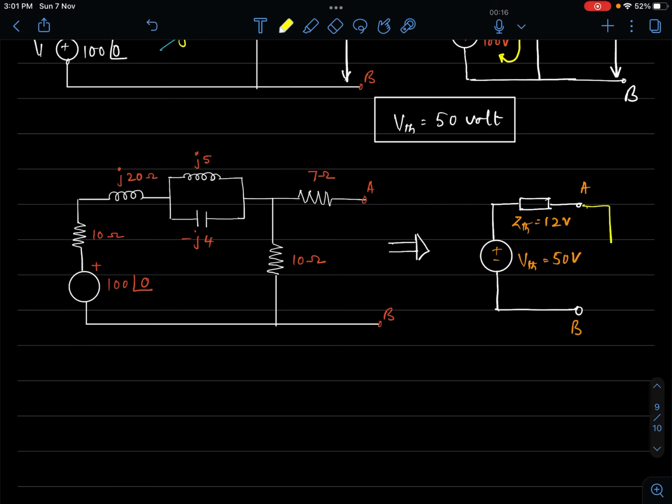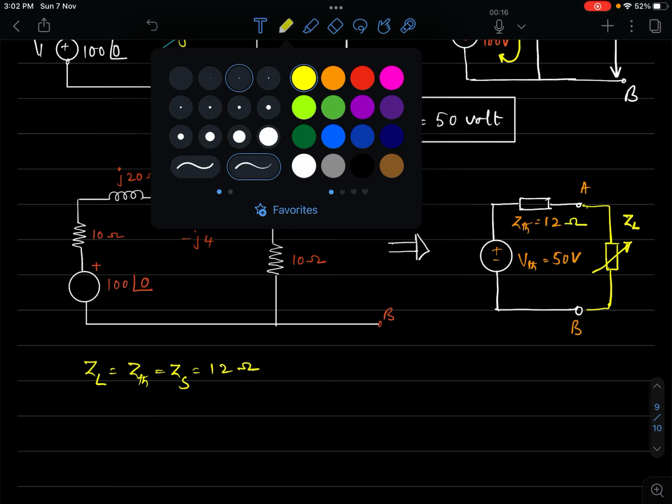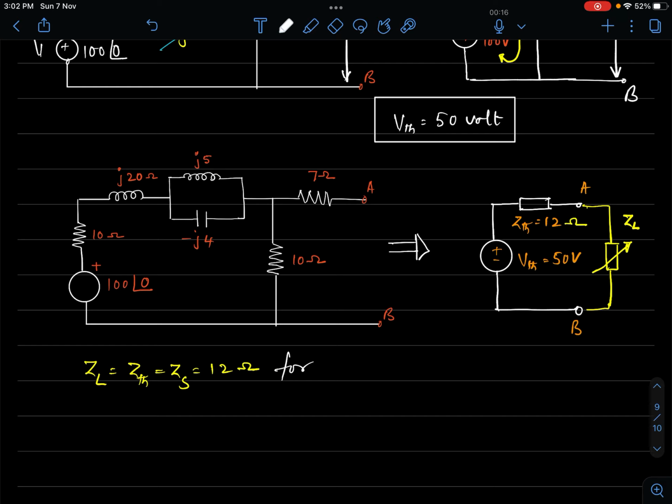Now I'm planning to connect a load. I'm connecting a load here. This is my ZL. According to the maximum power transfer theorem, ZL equals ZTH or ZS. This is equal to 12 ohm. I have to be careful with the units. 12 ohm, for maximum power transfer.